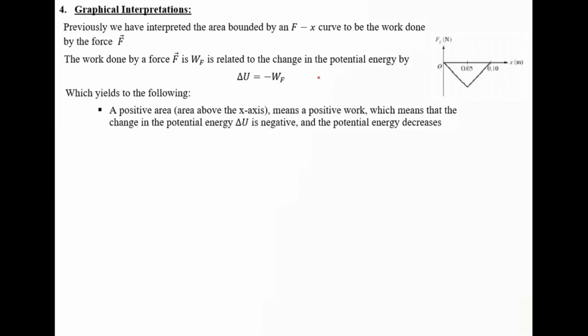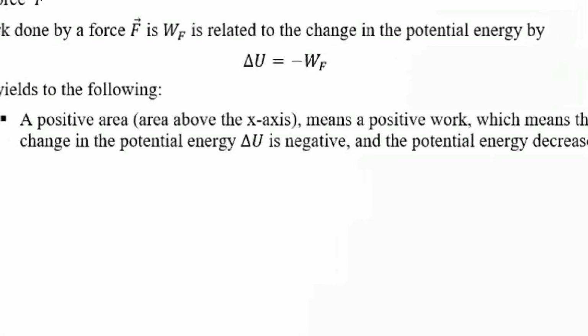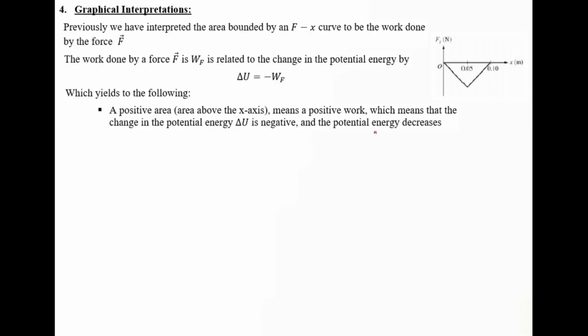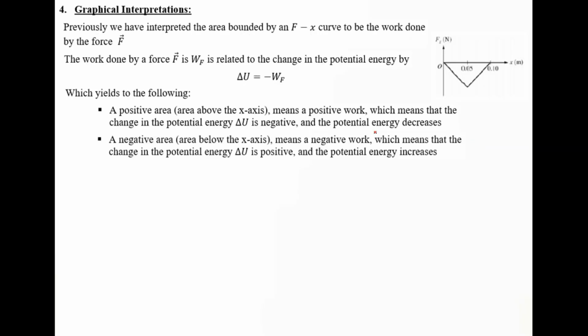So let me read it again. A positive area means a positive work, which means that the change in the potential energy delta U is... okay, here we're talking about the positive area. So let me discuss the case of the positive area. If the area is positive, which means the work is positive, which makes this overall negative. So delta U is negative, which means that the potential energy decreases. However, if the area is negative, which means the work is negative, which means that the change in potential energy overall is positive, and this means that the potential energy increases.